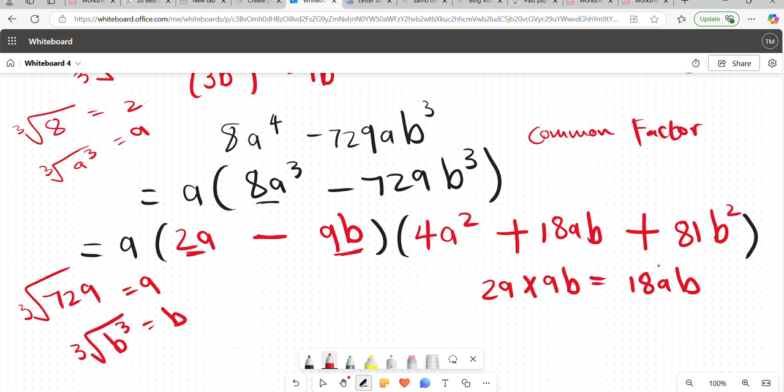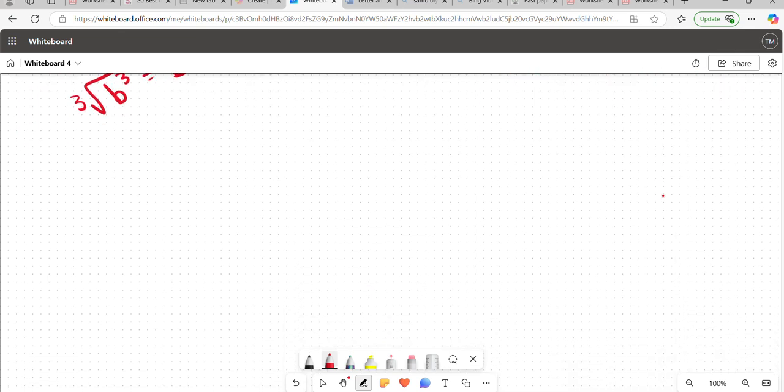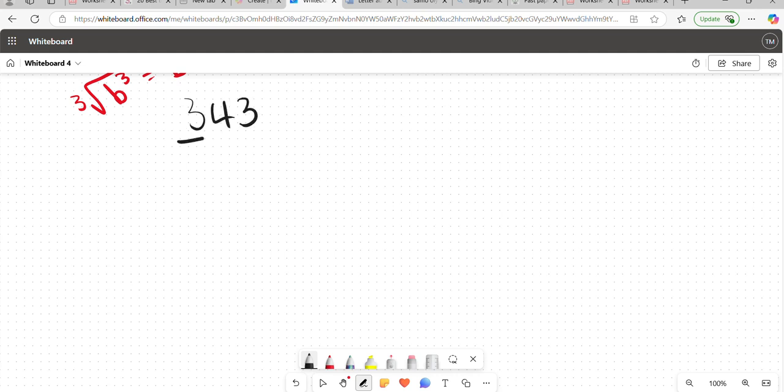So again, I hope you followed there. Let's do one more. Just one last question. Let's add some pizzazz to it. Let's add something interesting there. Let's do 343 being divided by an x to the power of 6, that is being subtracted by a 64 that is being divided by a z to the 9.